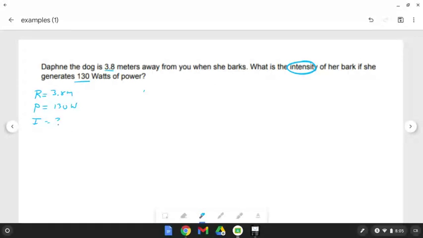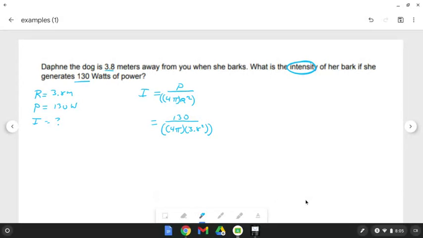Our intensity equation is I is equal to P, the power, divided by 4 pi R squared. Now I'm going to put this in parentheses because that's truly just a number, and then all this in parentheses afterwards. So all this gets plugged in here, and I want to make sure I'm using the parentheses when I'm doing the problem. I get 130 on top divided by, let's double parenthesis everything, 4 pi. And then we're going to say 3.8 squared. Okay, now I'm going to put a parenthesis around that one again there.